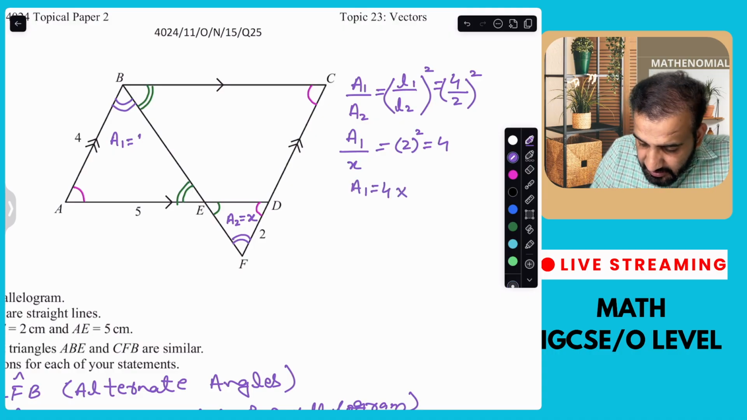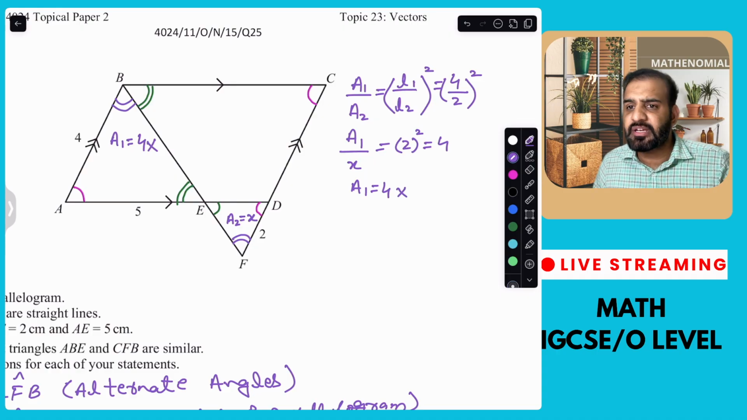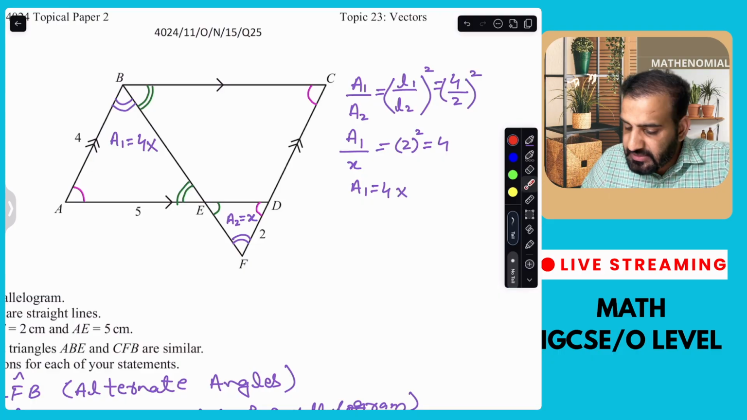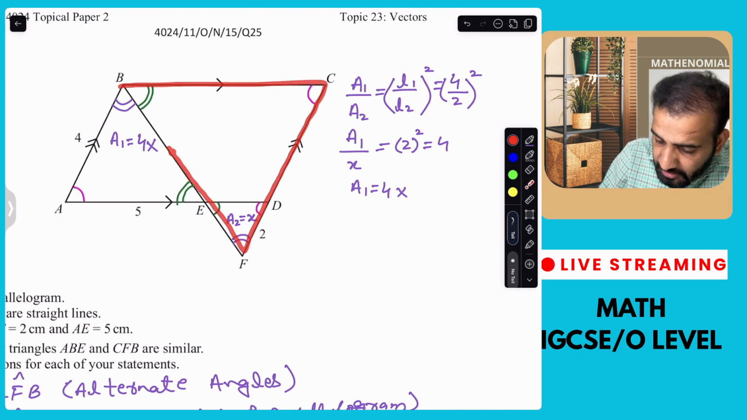Who will agree with me that the area of this ABE triangle, using similarity with the help of this small triangle, is 4x? Now how will this area help me to find the bigger area? First you find the area of this triangle, because you know that these two triangles are similar to each other.